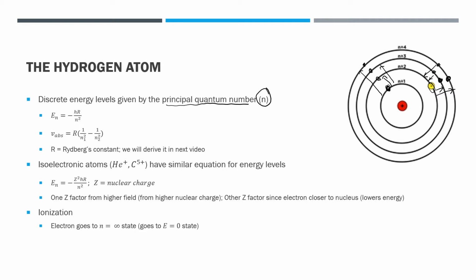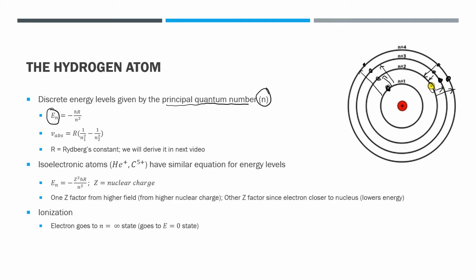And we can describe the energy levels, E sub n, as equal to negative h, which is Planck's constant, times R, which is another constant called Rydberg's constant, divided by n squared. So basically your energy levels in your hydrogen atom are inversely proportional to n squared. That's the key fact to remember. And we'll talk more about Rydberg's constant in the next video, where I'll actually derive it for you, based on the principle that angular momentum is quantized. But I won't get into that now.